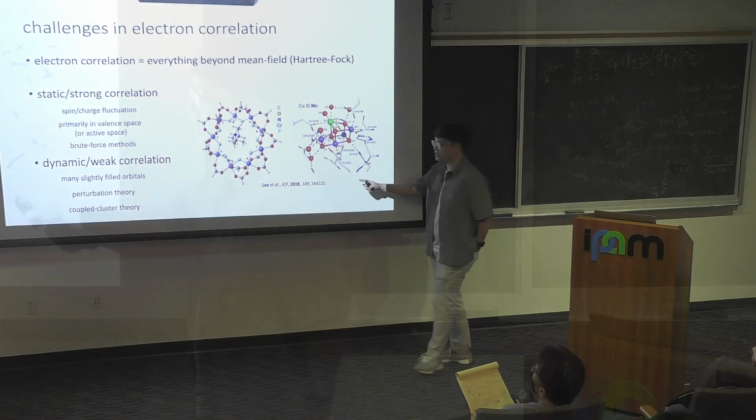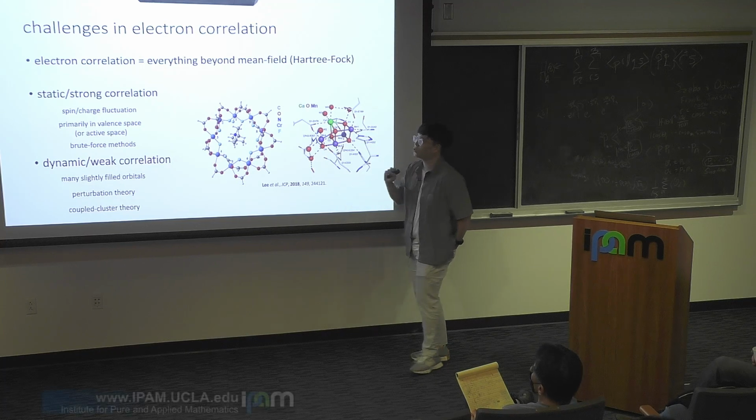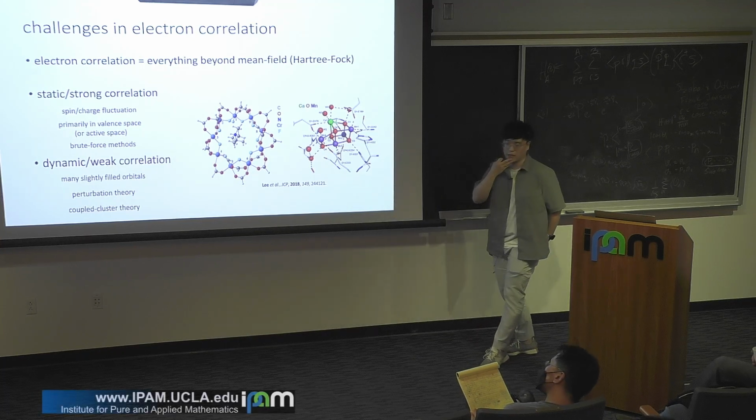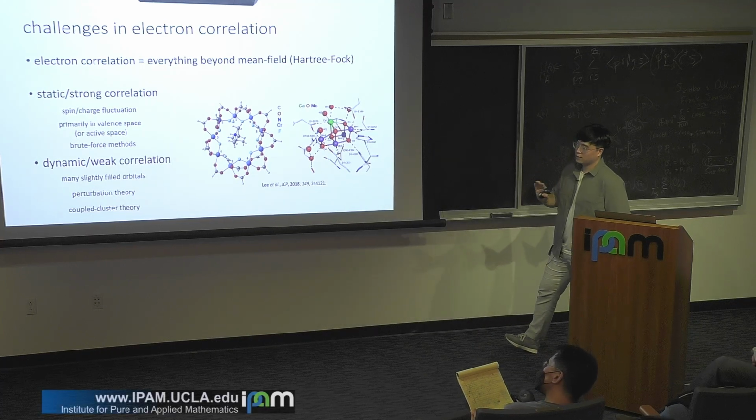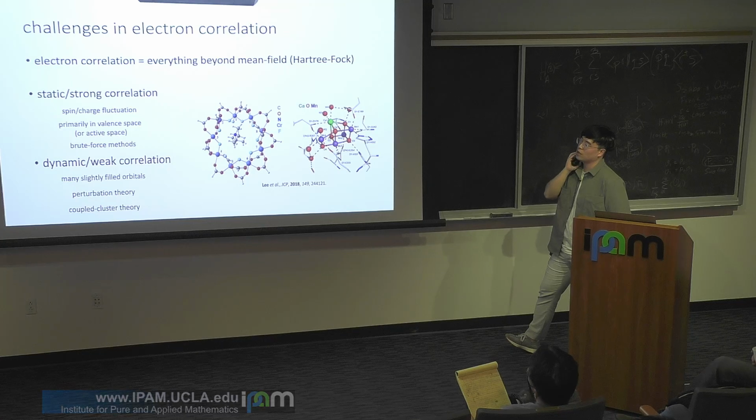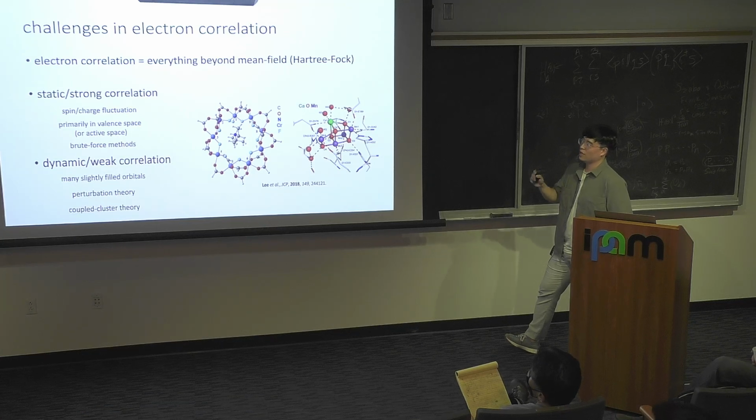This paper is just about spin fluctuation. We do have a very nice method for handling spin fluctuation exactly with polynomial scaling. But with charge and spin fluctuation altogether, we don't really have a tractable way to do it. Does that make sense? Yeah.